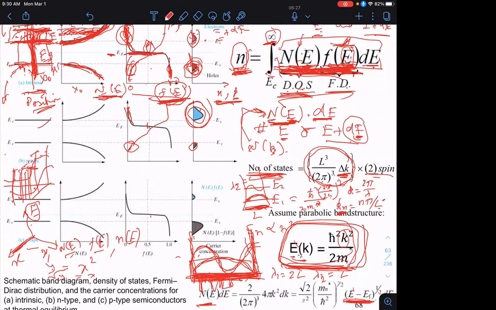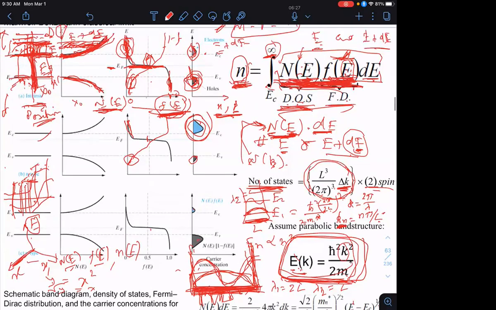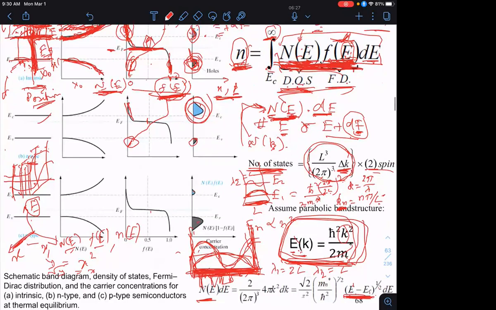As I go to higher and higher energies, you find the density of states scales as square root of E minus EC. And that's also the shape of a parabola, because y equal to x squared is the formula of a parabola. But conversely, x equal to square root of y is also the shape of a parabola. Okay, so that's why this density of states is called a parabolic density of states.